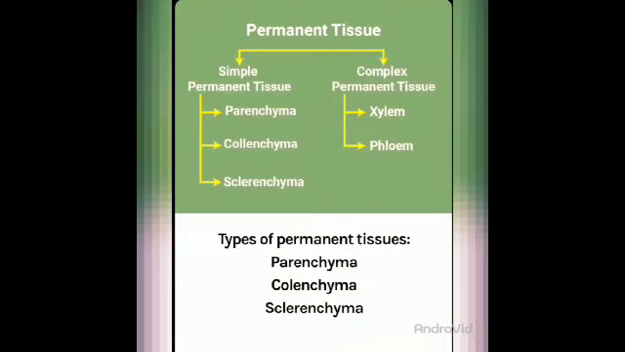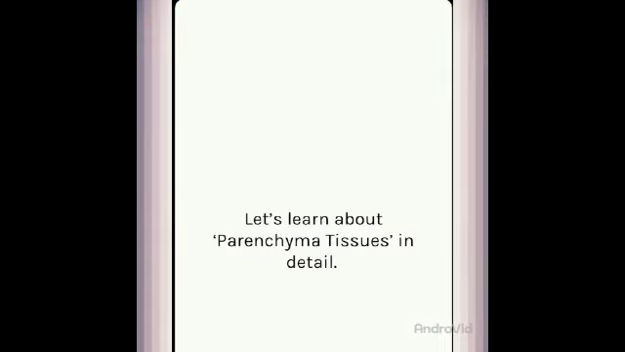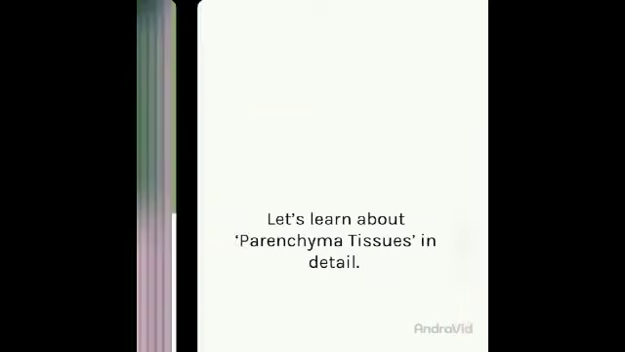So permanent tissue can be of two types. Mainly they are of two types. One is the simple permanent tissue, second is the complex permanent tissue. Simple permanent tissues are of further three types: parenchyma, collenchyma and sclerenchyma. And complex permanent tissues are of two types: xylem and the phloem. So let's learn about the parenchyma tissue in detail.